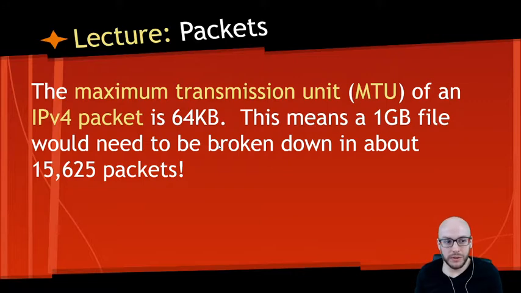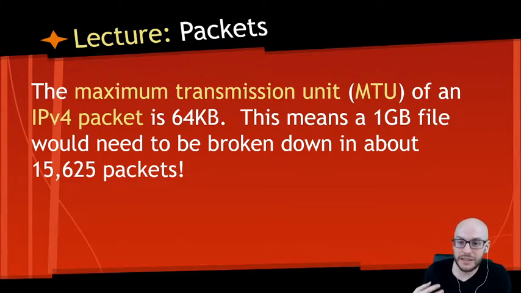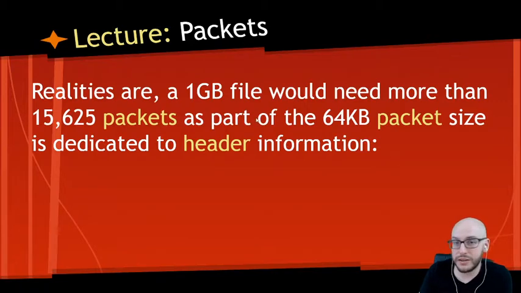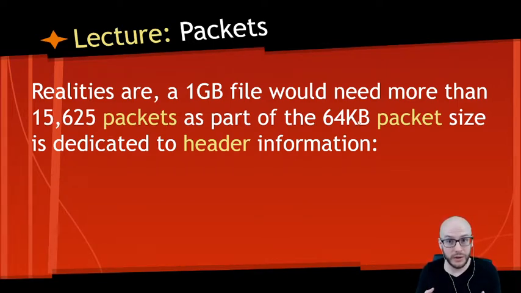And with the case of IP version 4, which again is how most internet traffic is still being routed around the internet, despite the fact that we're transitioning to IP version 6, this means that if we take a 1 gigabyte file, such as a video, we're going to break it down into lots of packets, about 15,000. Now, that's if you just literally take this number, 64 kilobytes, and do some division to see how many packets we're actually producing. But it's going to be a little bit more than that. Realities are, it's going to take more packets than this, because that's 64 kilobytes of packets. That's not everything. We have essentially the payload, which is the actual data, the important information, but you also have header information.